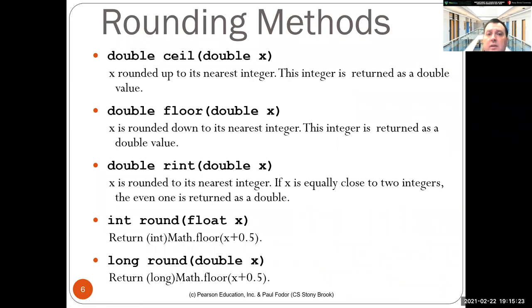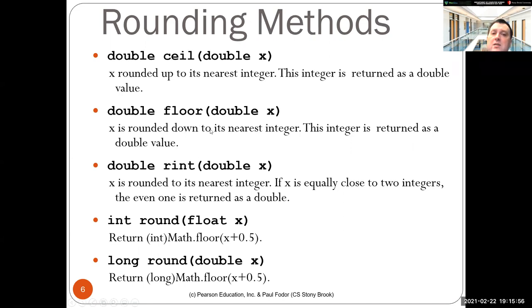Next, there are the rounding methods. So ceiling of a double x returns x rounded up to the nearest integer. This integer is written also as a double value. So for instance, ceiling of 2.3 is going to be 3.0. The nearest integer that is greater than or equal to 2.3 in this case is 3.0. And because it always returns a double, it's 3.0, not 3.